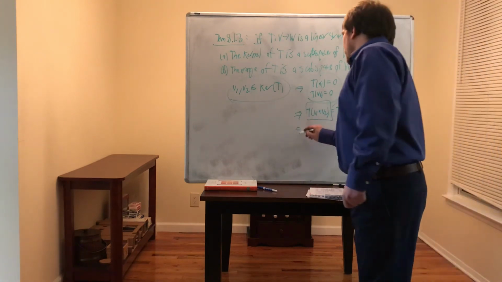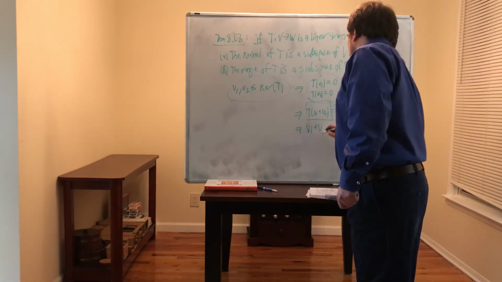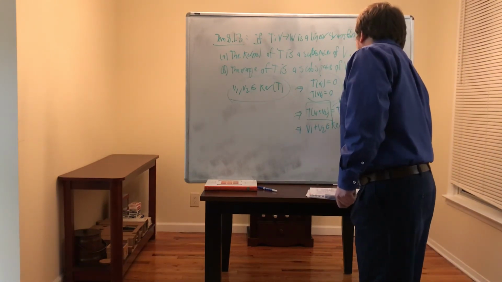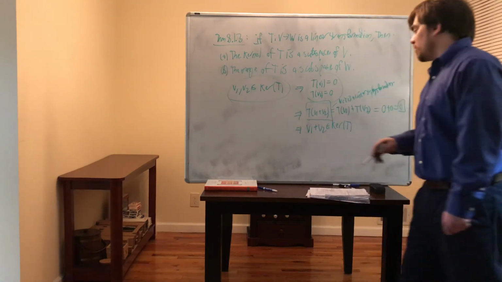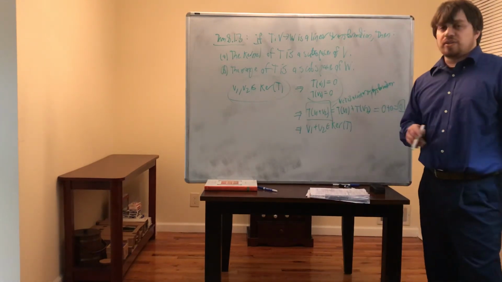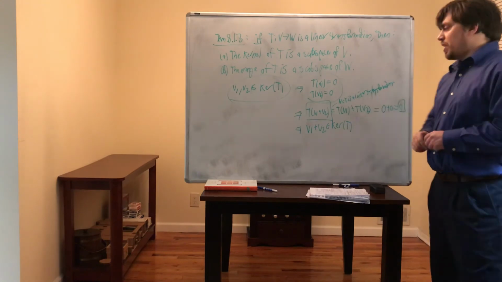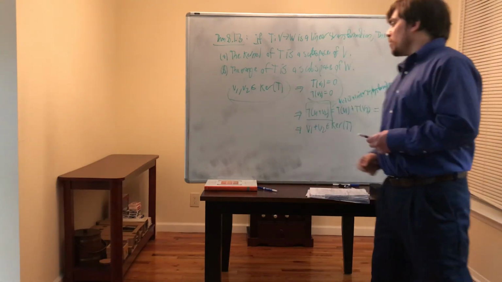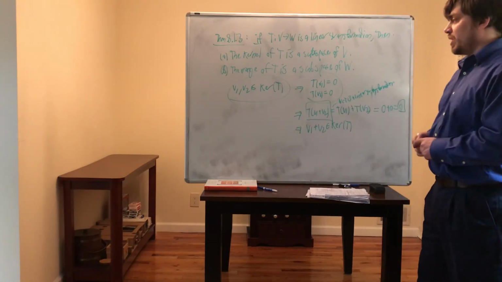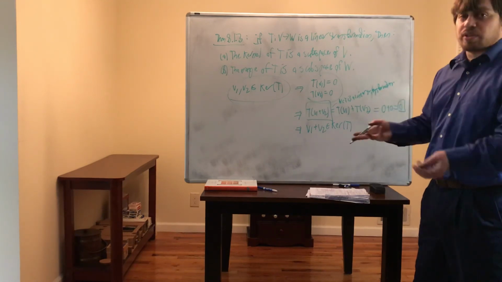And that means that V1 plus V2 is in the kernel of T, because V1 plus V2 is a vector that T maps to 0, because T of V1 plus V2 is equal to 0. And so if you have two vectors in the kernel of T, then the sum is also in the kernel of T. That means that the kernel of T is closed under addition.